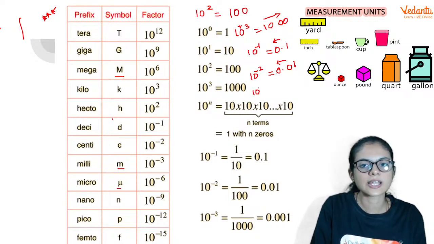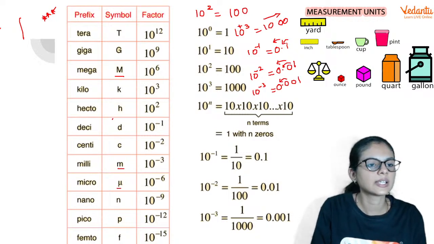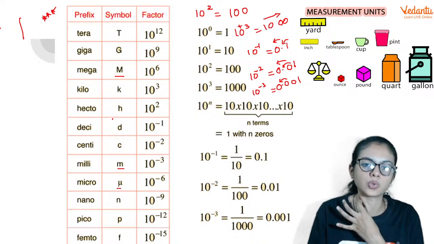Okay, again, if it is 10 power minus 3, it will be 0.001. So the point will go in this direction. Observing this, remember how to write them.